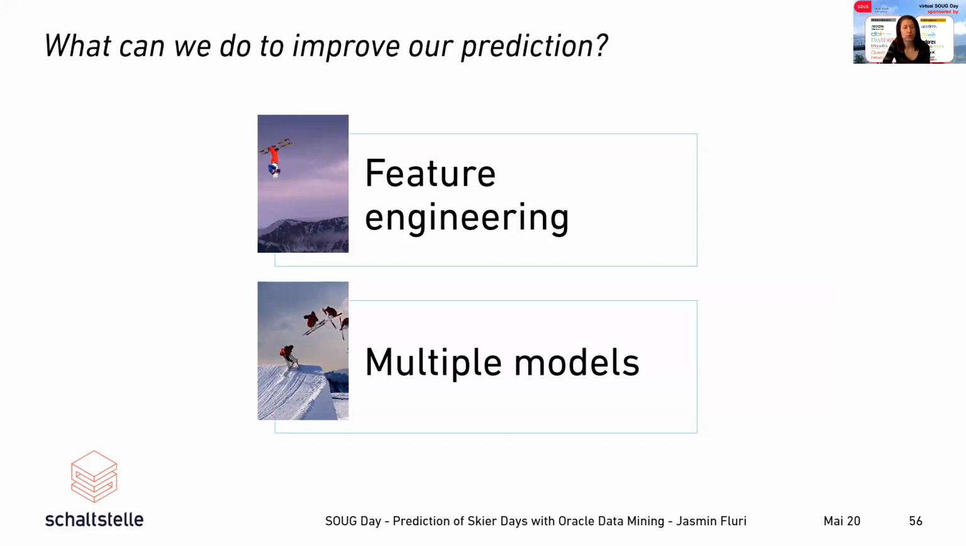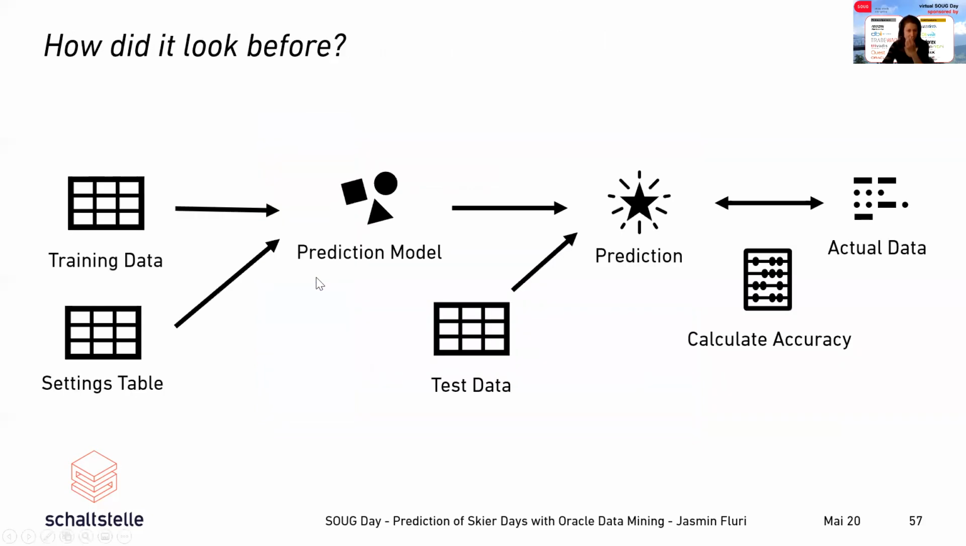The second option was to create multiple models, either one model per weekday or two models, one for a weekday and one for a weekend prediction, to eliminate the variety that we have between the single days of the week. So we decided to go with option number 2, with the multiple models. We did one per weekday and one for the weekends to predict the number of skiers. With one model, we had this setting. We had one training table, one settings table, a model, our test data, and one prediction.